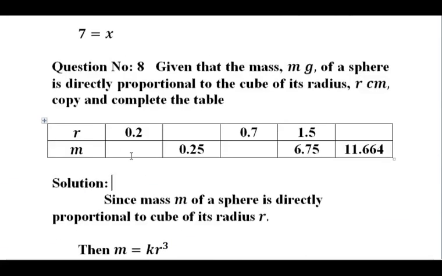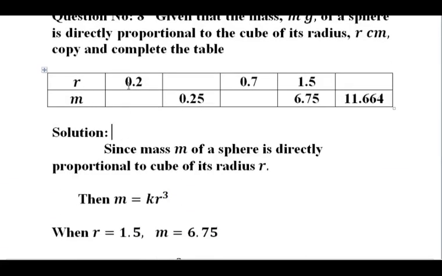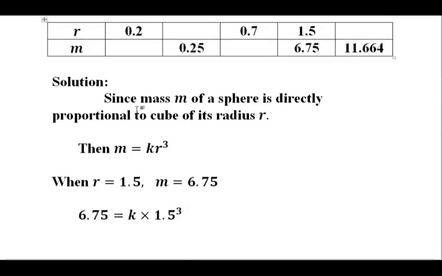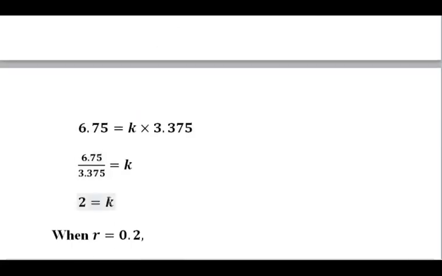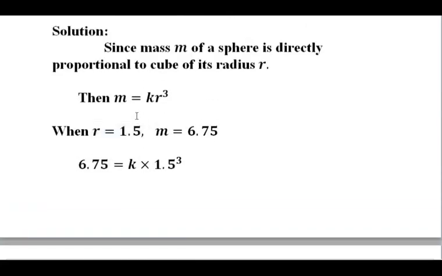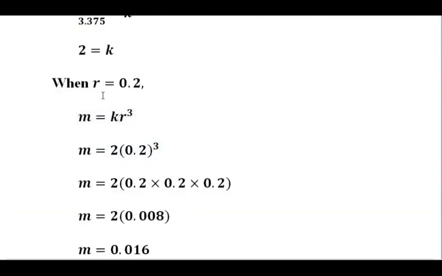Now, first column from this table, when r, which is the radius of the sphere, is 0.2, let's find mass m of the sphere. So I will put r equals 0.2 and k equals 2 in this relation, m equals kr cube. So when r equals 0.2, m equals kr cube becomes m equals 2, which is the value of k, times 0.2 cube, which is the value of r.